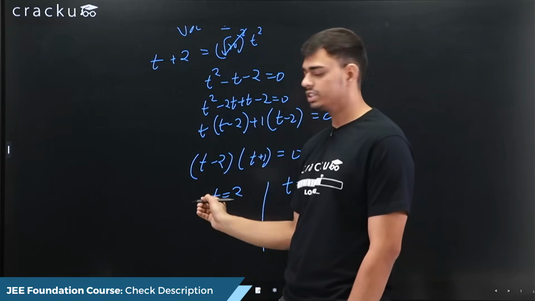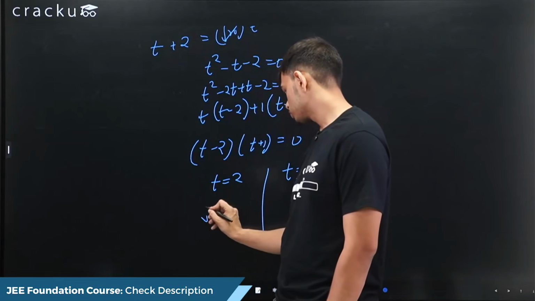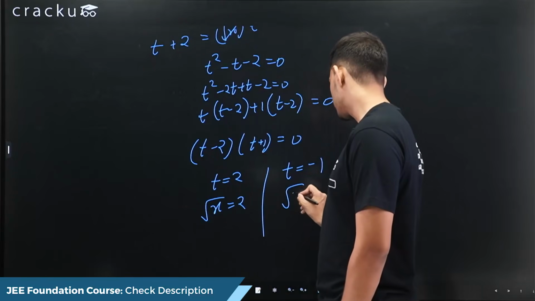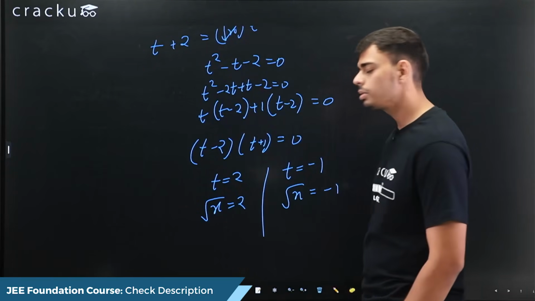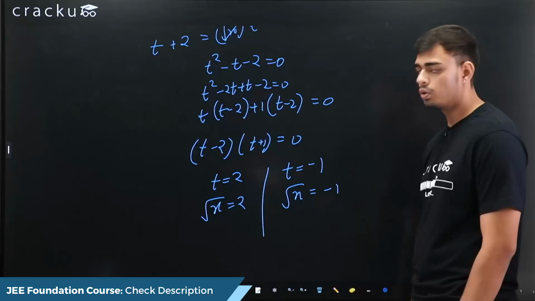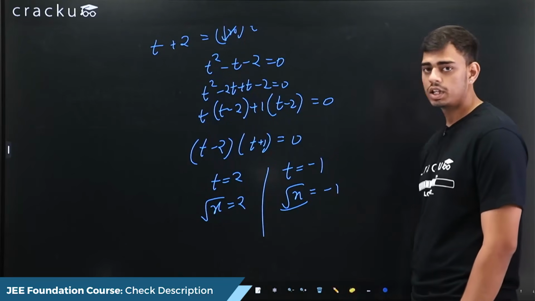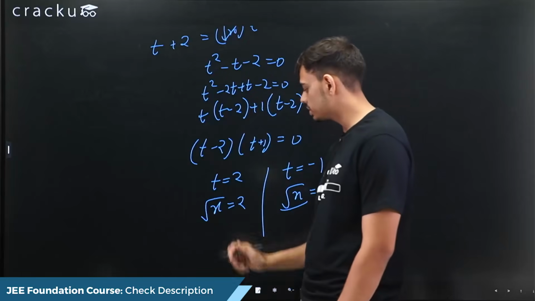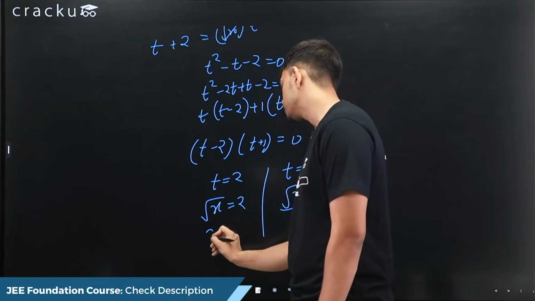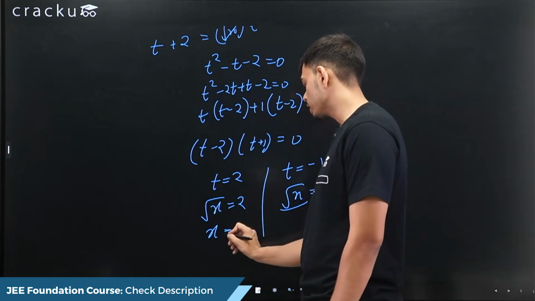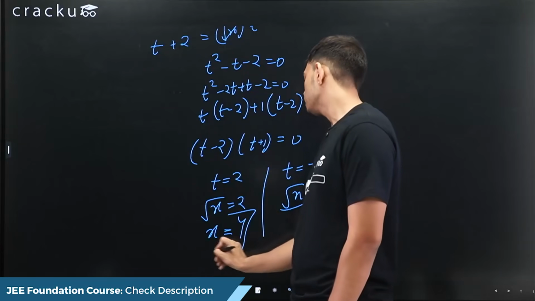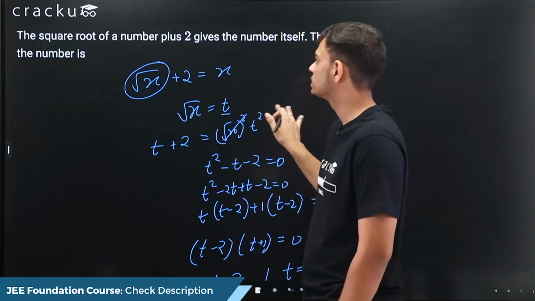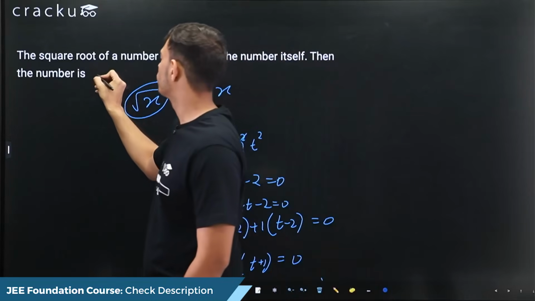Now what is t? t is root x. Root x is either equal to 2 or root x equals minus 1. Can root of any number be negative? No. Root of any number cannot be negative, so this case won't be possible at all. The only possibility is this. We square on both sides, we get x equals 2 square, which is 4. So the number is 4. Root of 4 is 2, plus 2 is 4, the number itself. So the number is 4.